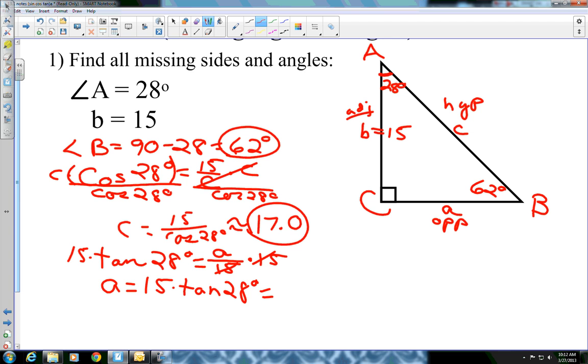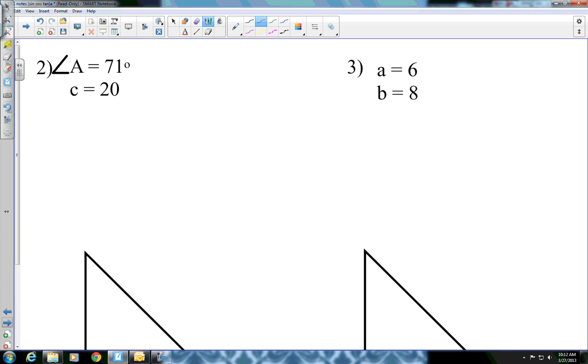And that one's going to round up as well. So to the nearest tenth, this is approximately 8.0. There's my three parts. Make sense? Okay. So I've got two more I want to show you, and then I'll let you just work on this.